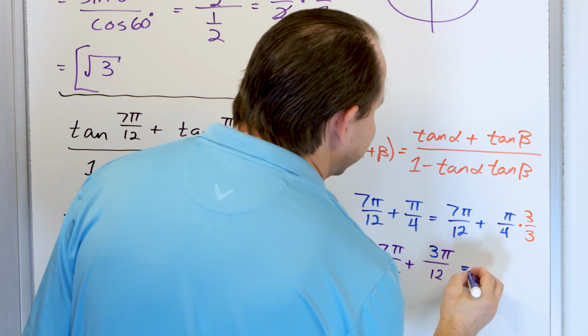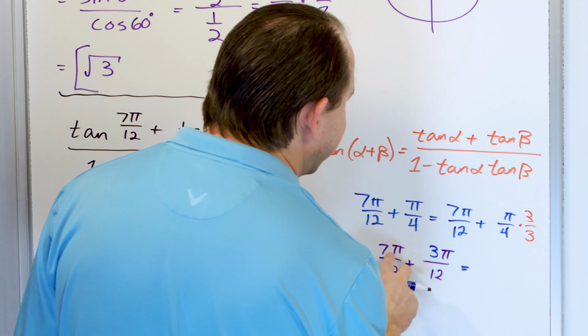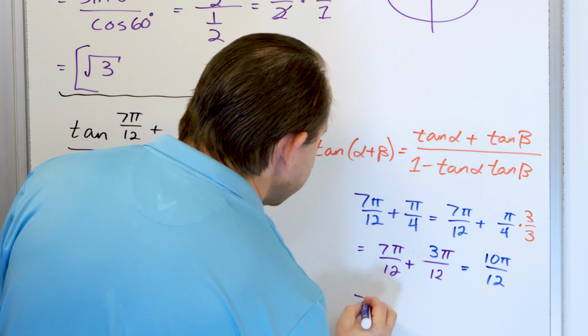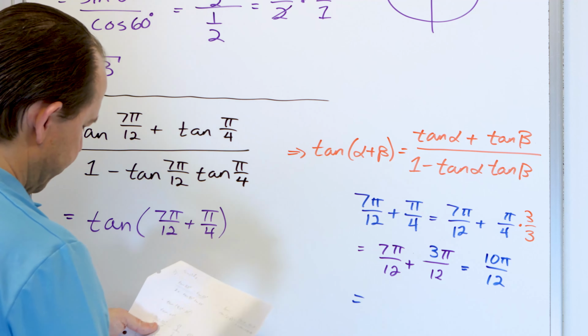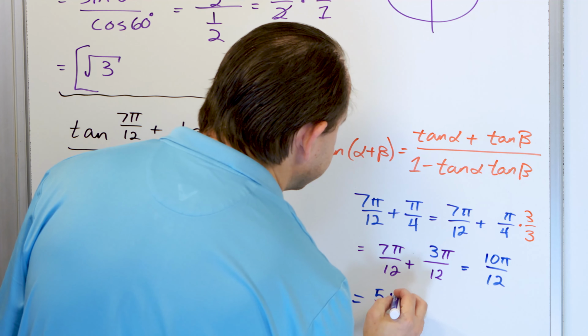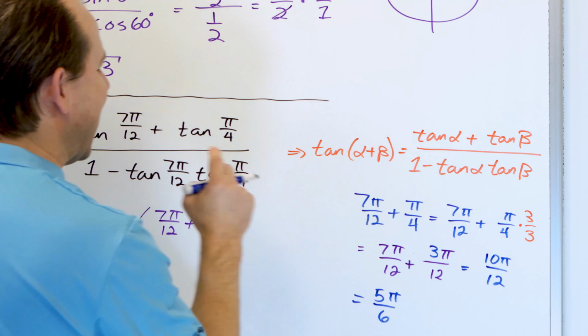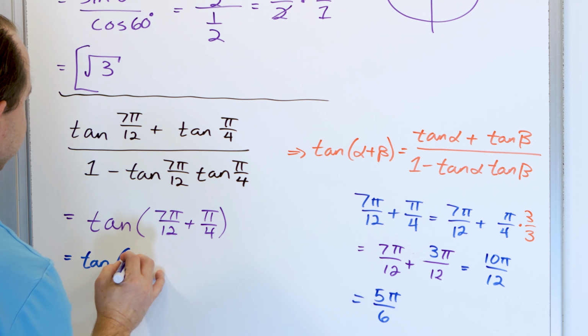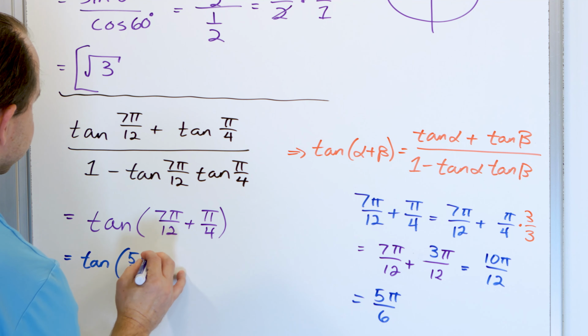So now we can add these guys. The common denominator is 12, and 7 pi plus 3 pi is 10 pi over 12. Now we can divide the top and bottom by 2, which is going to be 5 pi over 6. Right, so now we have this tangent of the angle, which is now 5 pi over 6.